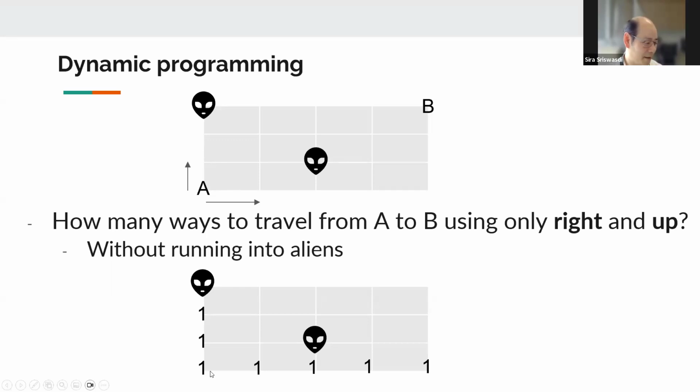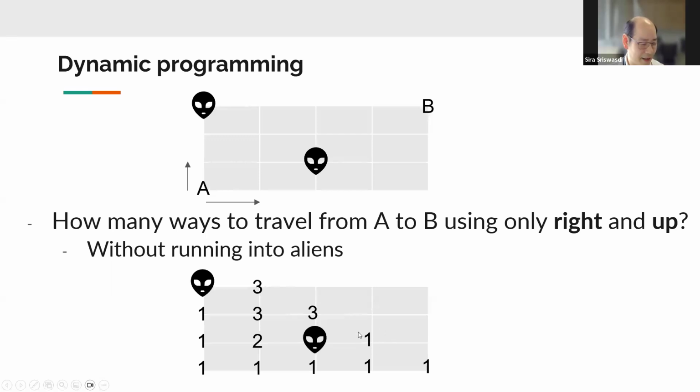So again, we know that starting at A, there's only one way to go up and up, only one way to go right, and right. And we have 2 ways of reaching this point, one from the left and one from the bottom. We have 3 ways of reaching this point, one from the left and one from the bottom. Now it becomes more interesting because we have aliens. The next layer doesn't follow the same pattern as before, right? Because we cannot go through the alien.